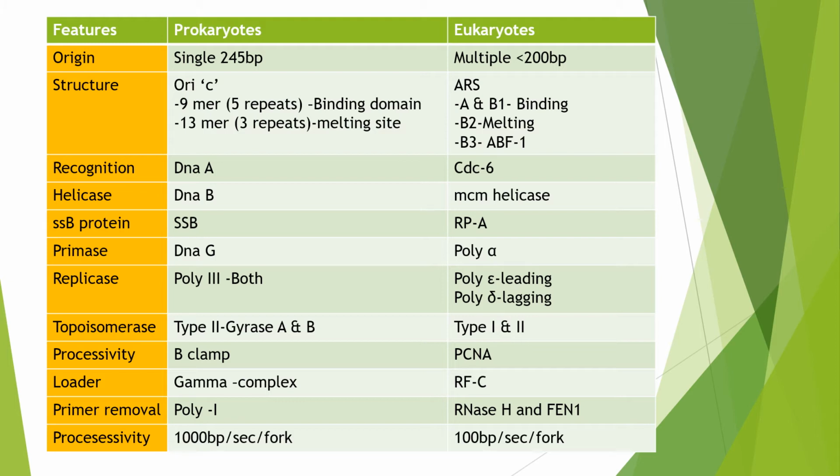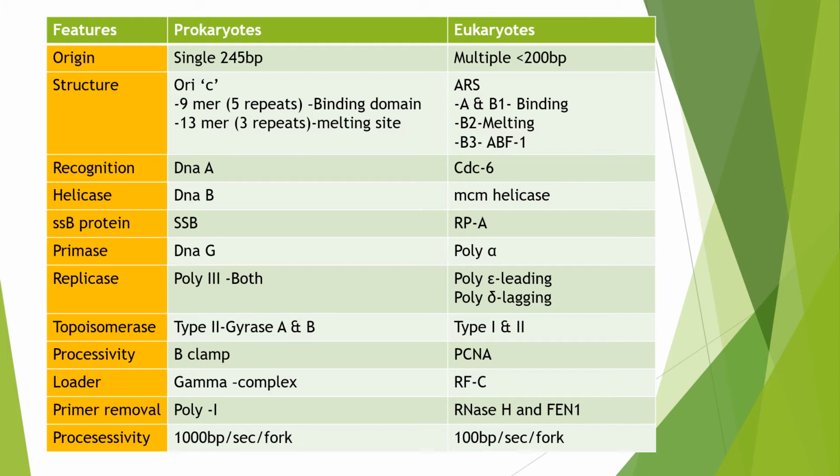Now, if we see the processivity, sorry, in prokaryotes it is 1000 base pairs per second per fork, whereas in eukaryotes it is 100 base pairs per second per fork. So the speed or the processivity is more in prokaryotes compared to eukaryotes, or the process is faster.